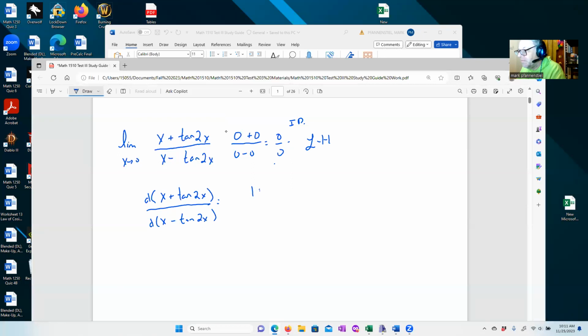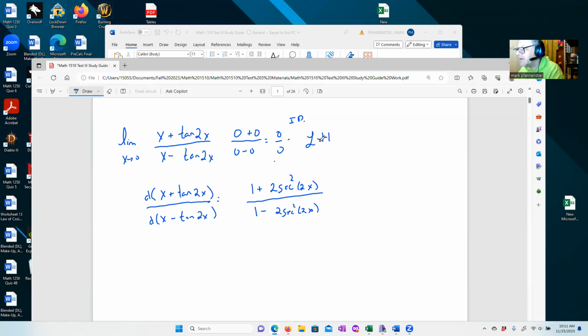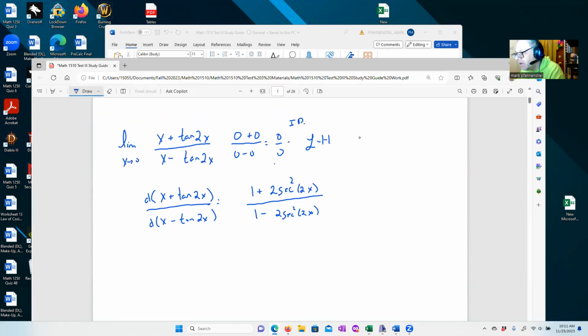This is just going to be 1 plus, we have to do the derivative of tangent 2x, which is going to be 2, that's the chain, secant squared 2x, and of course that's where the 2 came from, the chain rule based off of the argument here. And then we're going to say divided by 1 minus 2 secant squared 2x. Then we're going to plug in 0 and see what happens. Well, the secant of 0 is 1. So we're going to end up with 1 plus 2 times 1. And on the bottom, we're going to have 1 minus 2.